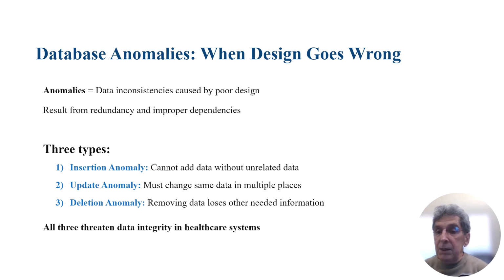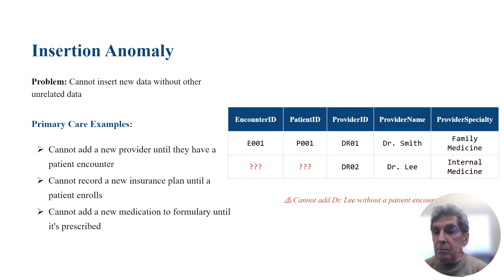Update anomaly. The same data is stored in multiple places, so when you need to change it, you have to find and update every copy. Miss one, and your database is inconsistent. Or a deletion anomaly. When you delete data, you unintentionally lose other information that was stored in the same row. All three anomalies stem from the same root: redundancy combined with poor table structure. Let's look at each one in detail.